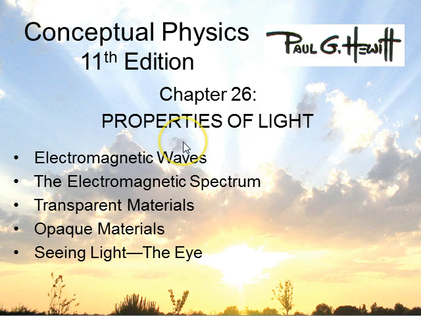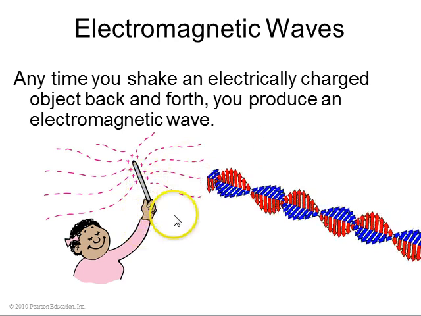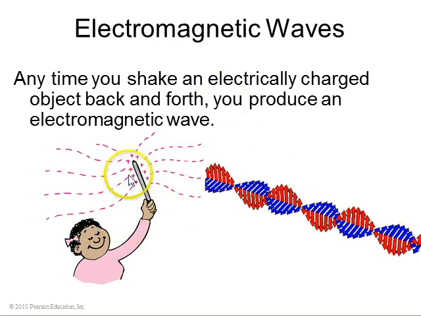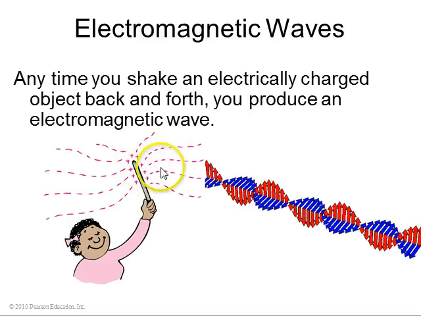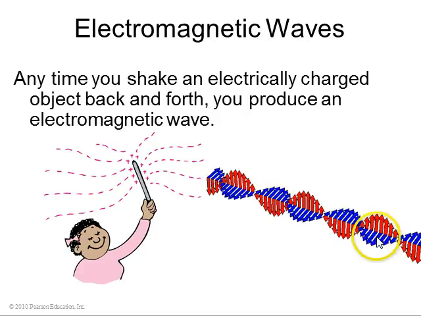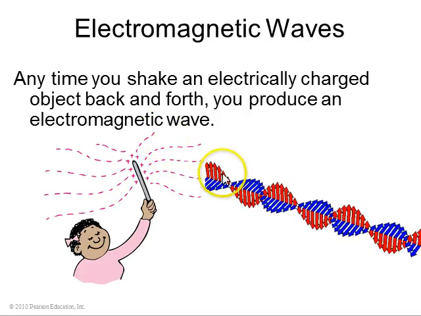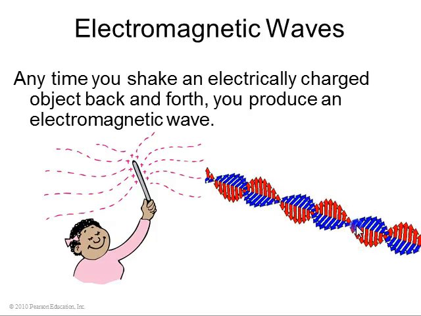Okay, chapter 26 is on the properties of light. Anytime you shake an electrically charged object back and forth, you produce an electromagnetic wave which travels out through space in all directions, in fact. I'm just showing one particular direction here.